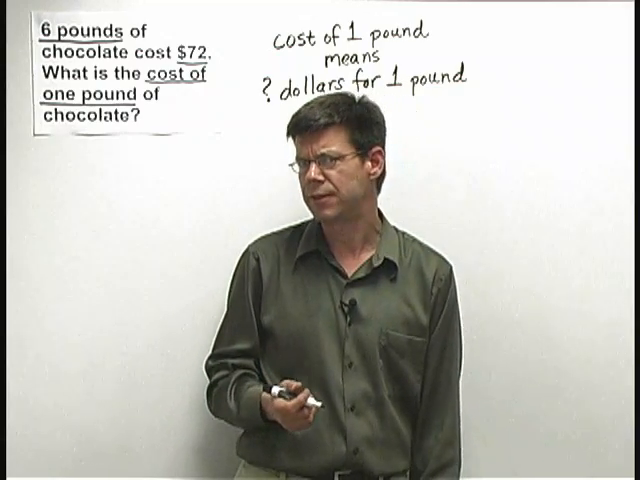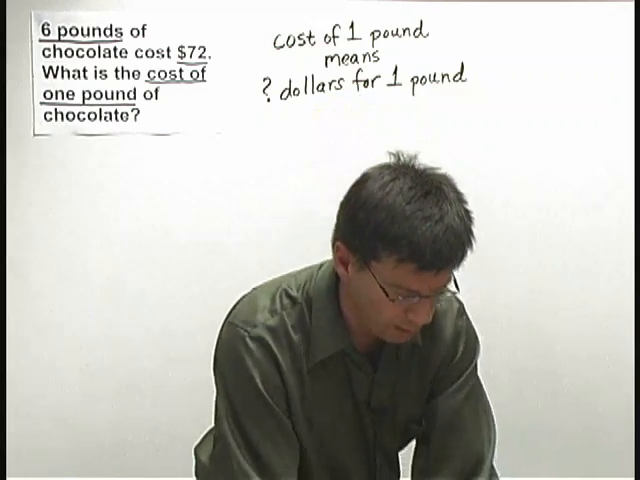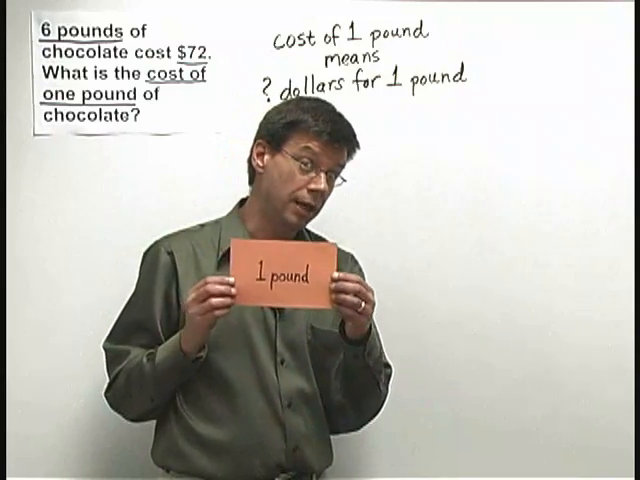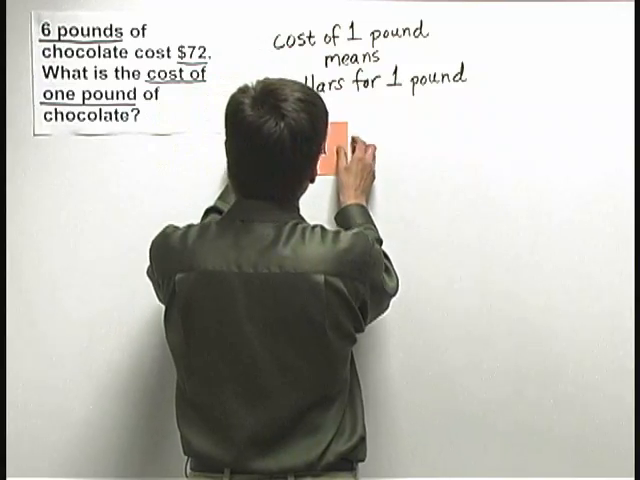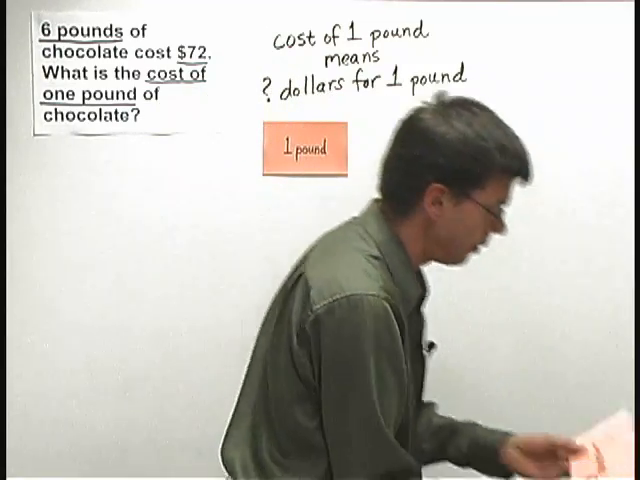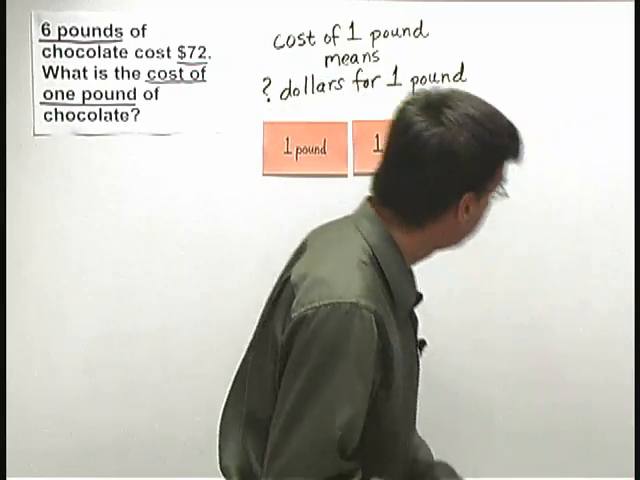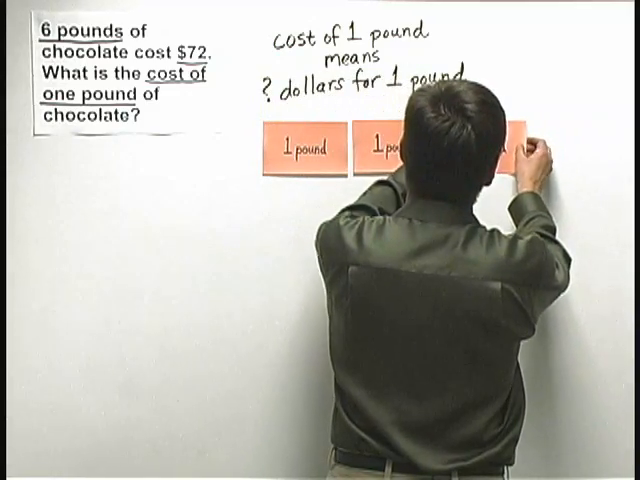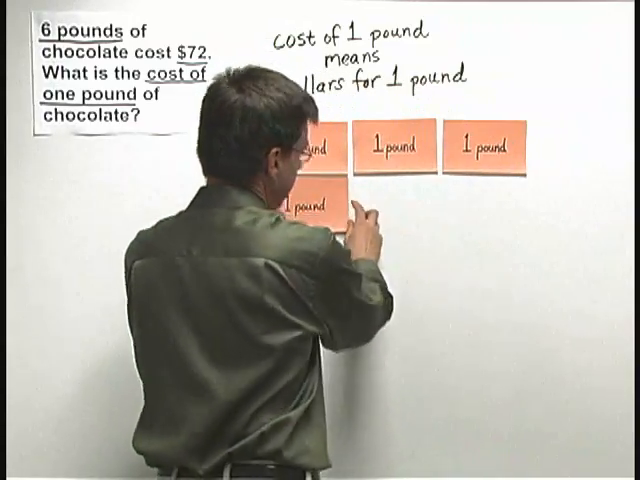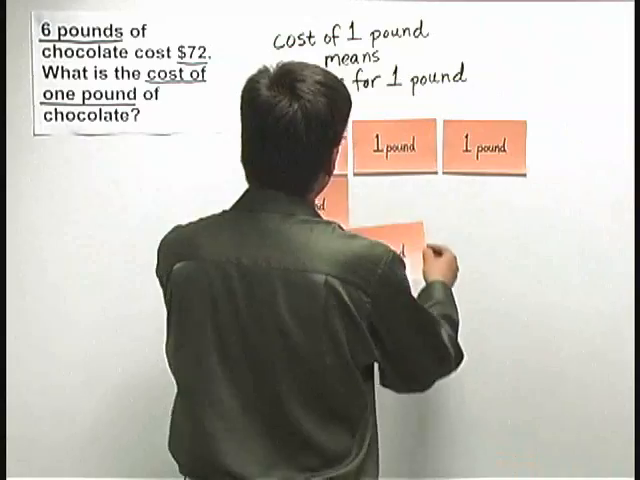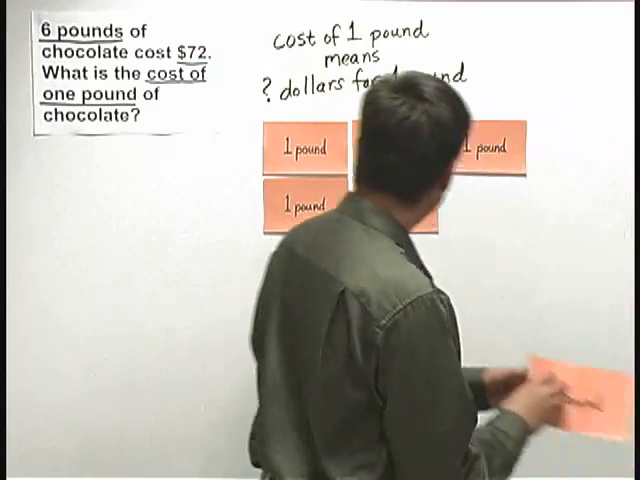Let's try to visualize the situation we're working with here. We have 6 pounds of chocolate. Let's imagine that each one of these cards is a pound of chocolate. So here's a pound. Here's another pound of chocolate. Here's a 3rd pound of chocolate. And a 4th, a 5th, and a 6th pound of chocolate.